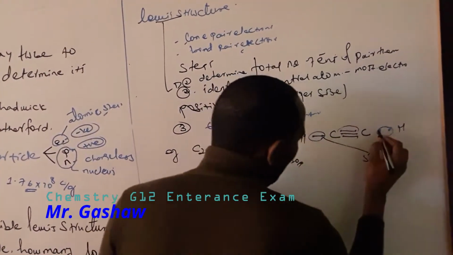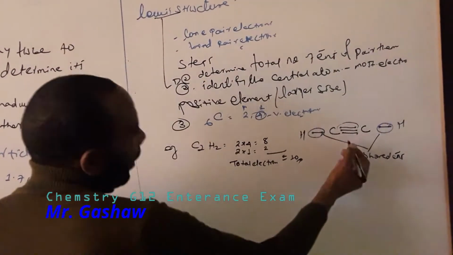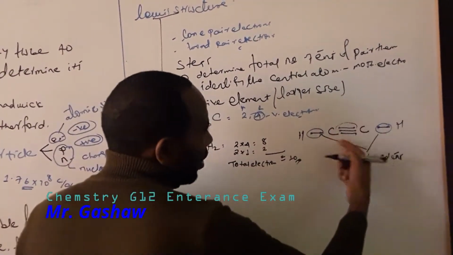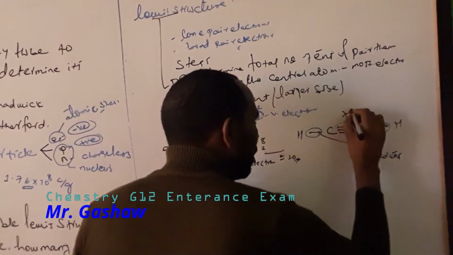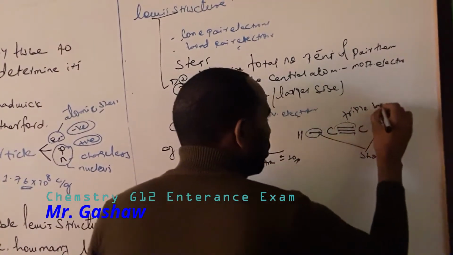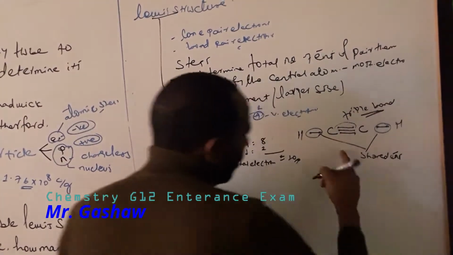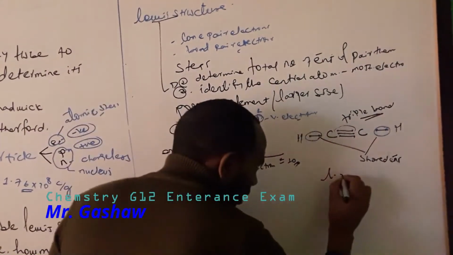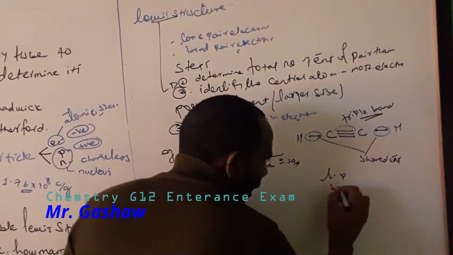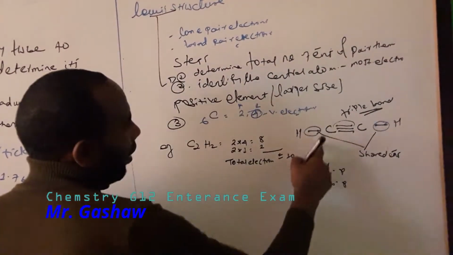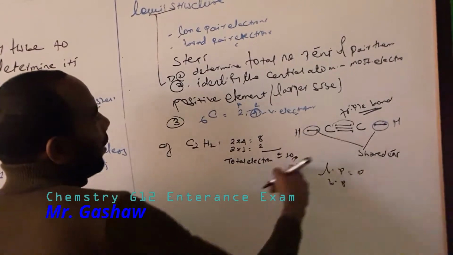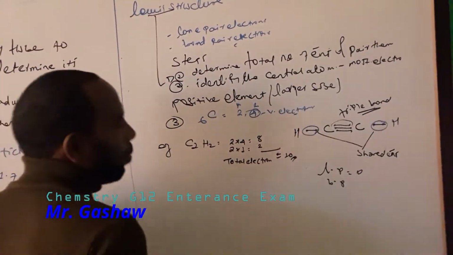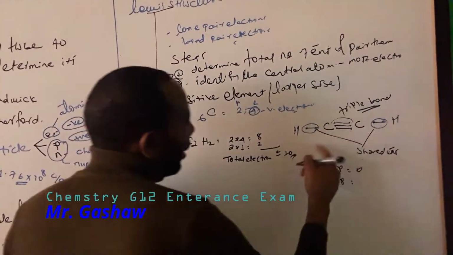Here it is, it makes just like this one. So this is known as what? 3 pairs of electrons are shared between the carbon-carbon atoms to produce a triple bond. So from this one, determine the lone pair electrons and bond pair electrons. The lone pair electrons equal 0, because all the electrons participate in the bond formation.